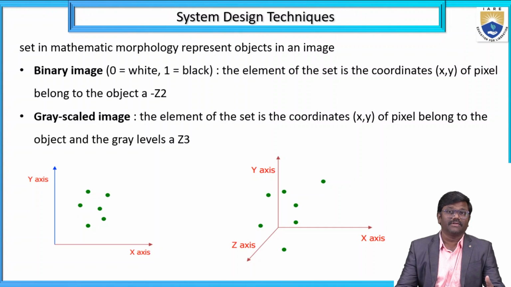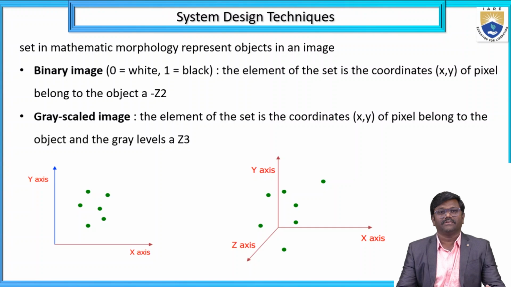the element of the set is the coordinates x, y of a pixel belonging to the object. This process is considered under sets in mathematical morphology representing objects in a binary image. If we extend beyond the binary image, we can also represent objects in a grayscale image.